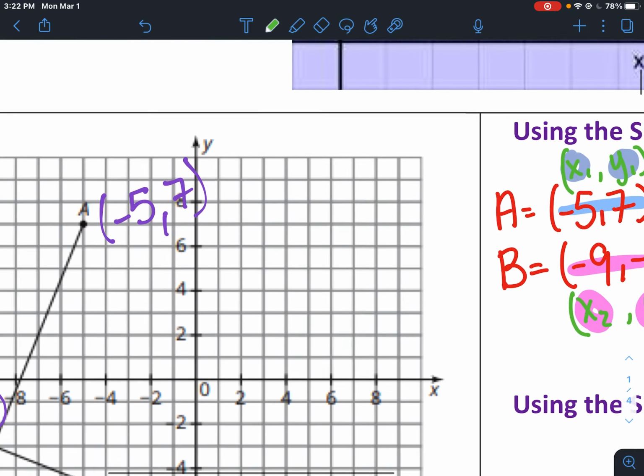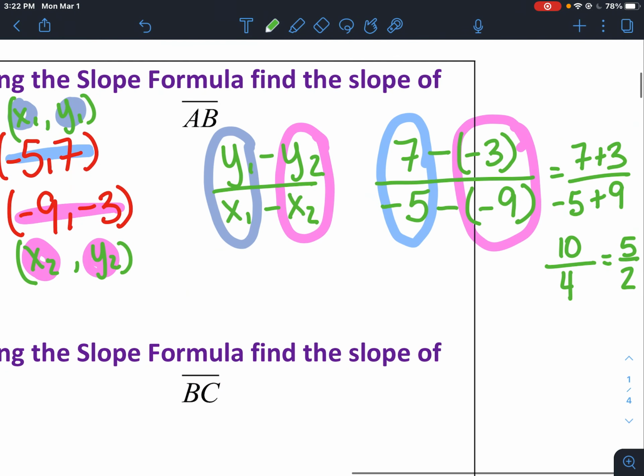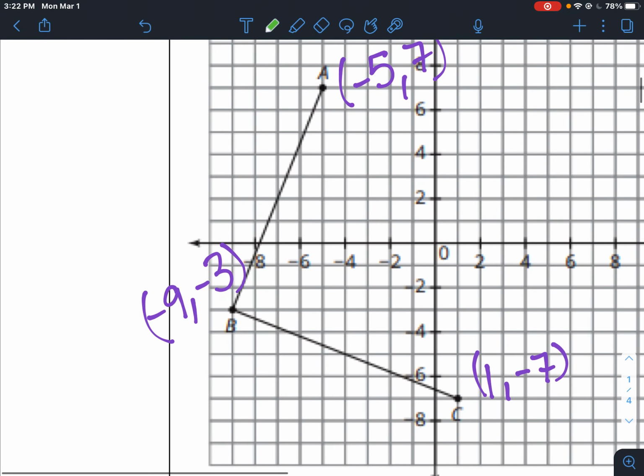Five halves. Remember, rise over run, so up 5, right 2. Let's see if that works. Up 1, 2, 3, 4, 5, right 1, 2. Yep, that's a nice point.